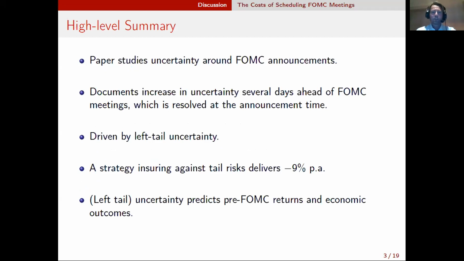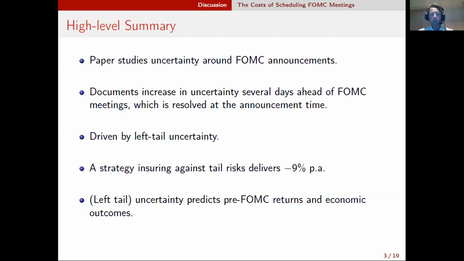So the paper studies uncertainty around FOMC announcements. It documents an increase in uncertainty several days ahead of FOMC meetings, which then is resolved at the announcement time. The paper argues that this increase, and also the resolution of uncertainty at the announcement, is primarily driven by left tail uncertainty. The authors document that the strategy that insures investors against this tail risk delivers strongly negative returns, which means it's basically costly to insure against this tail risk.